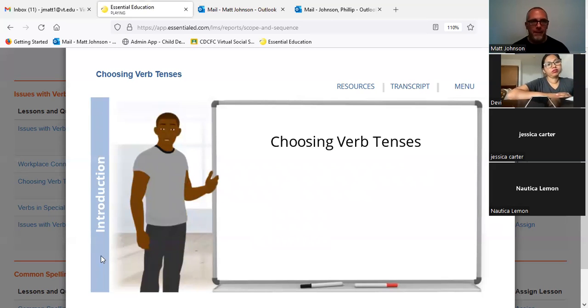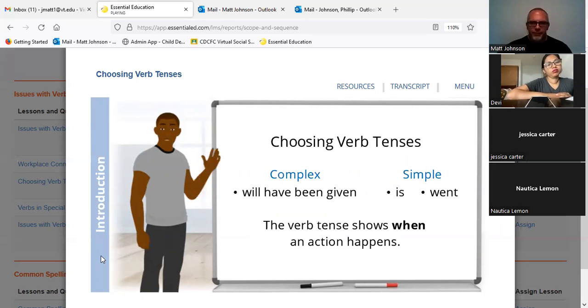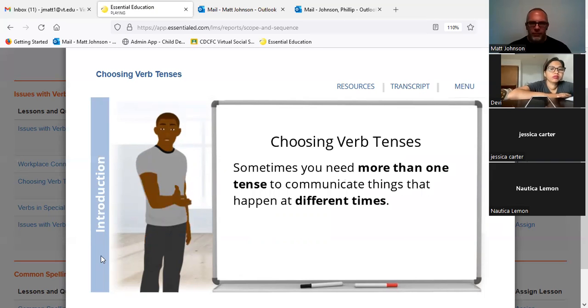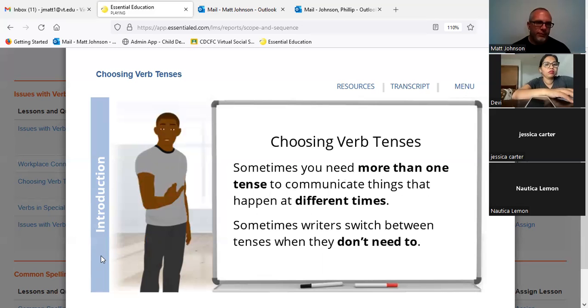Verbs have a lot of different tenses. There are complicated verbs like will have been given, and there are simple ones like is or went. The verb tense shows when an action happens. When you write, you need to understand the different tenses and choose the one that's right for your purpose. Sometimes you need more than one tense to communicate things that happen at different times, but sometimes writers switch between tenses when they don't need to. I ran into that problem a lot when I started writing college-level papers for classes.